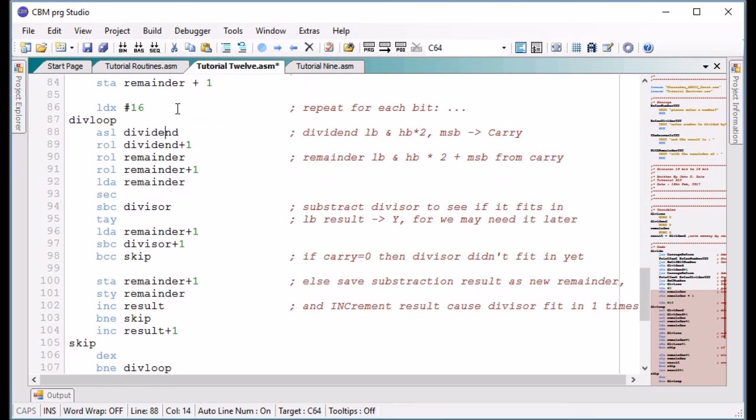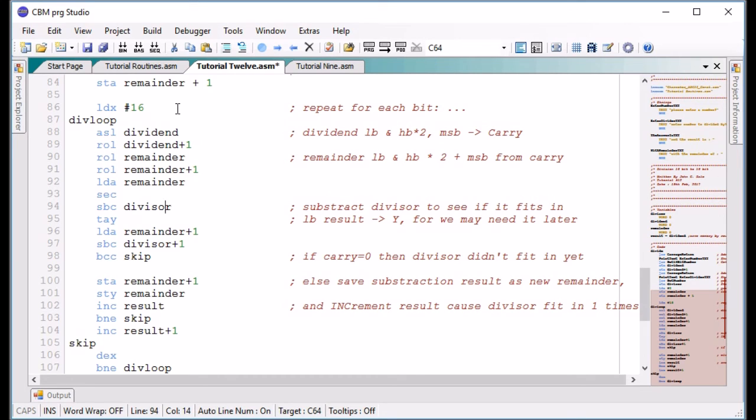We then start the loop, so we logically shift left the number that we've typed in and roll the high byte, so effectively multiplying it by 2. If the carry is set, we roll it into the remainder and the high byte to the remainder, and then we load the remainder up. Set the carry, because remember to subtract, carry must always be set to successfully subtract properly.